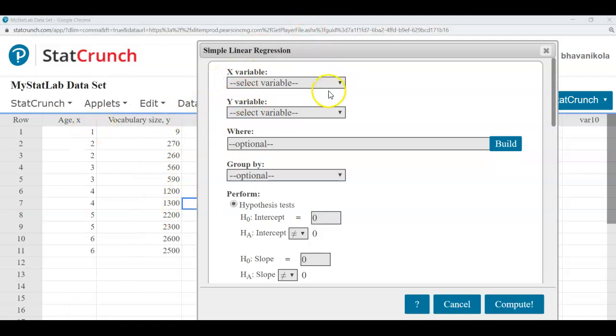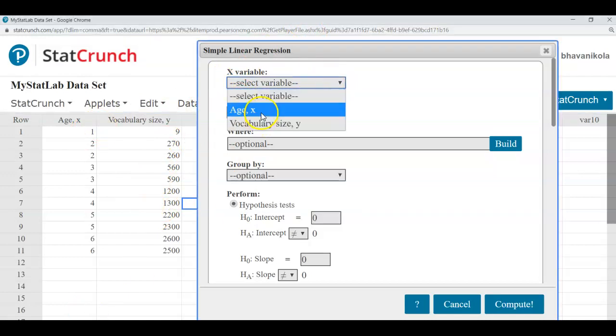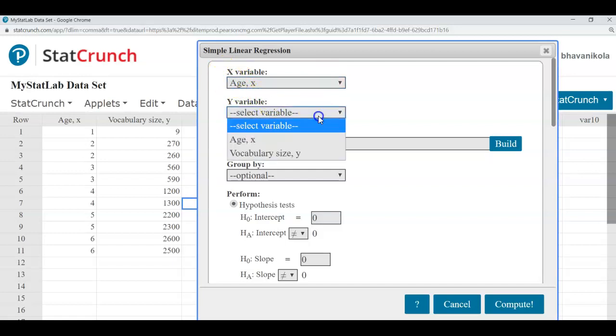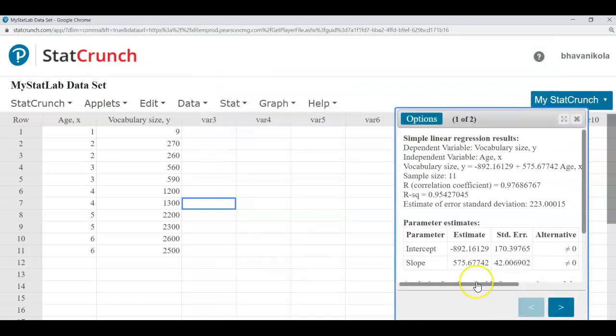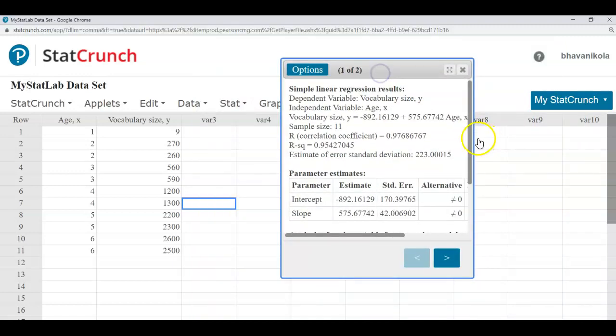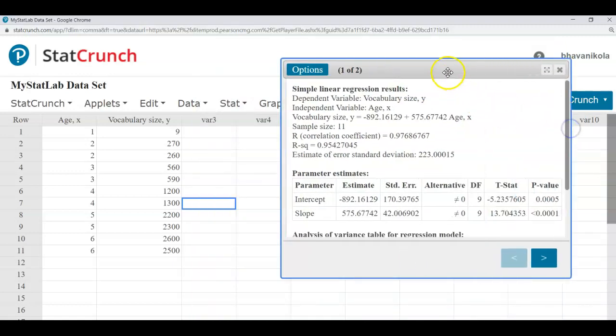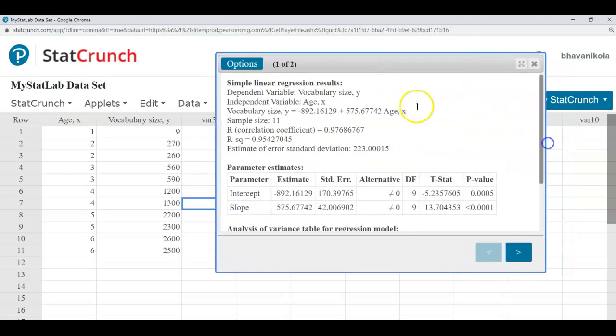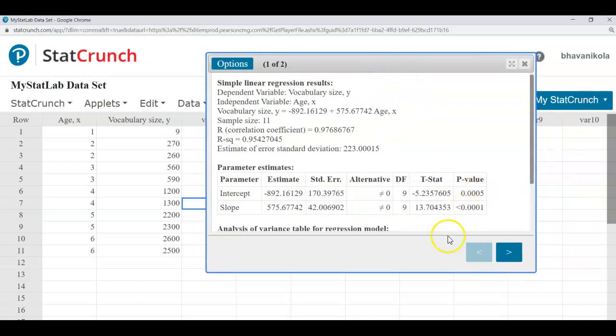How do you do that? You will select X, X and X, very good, Y and Y, and that's all you will do. And you will click compute, as easy as it looks. Okay, so now you will see all of this right here. There are a couple of things that you have to take into consideration.